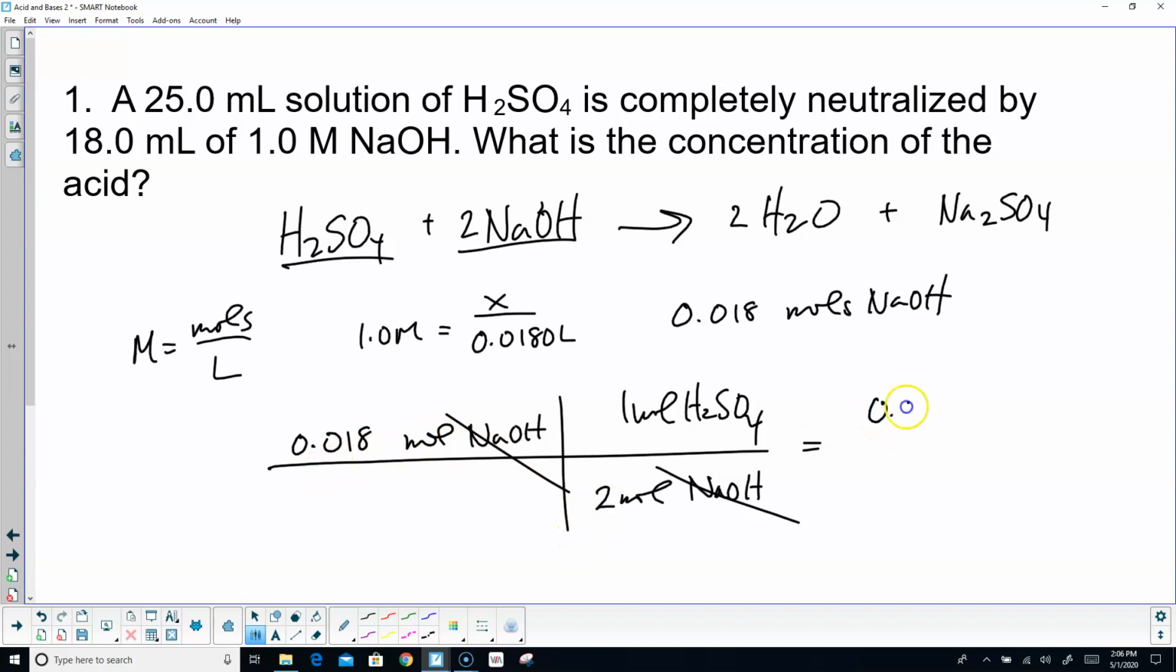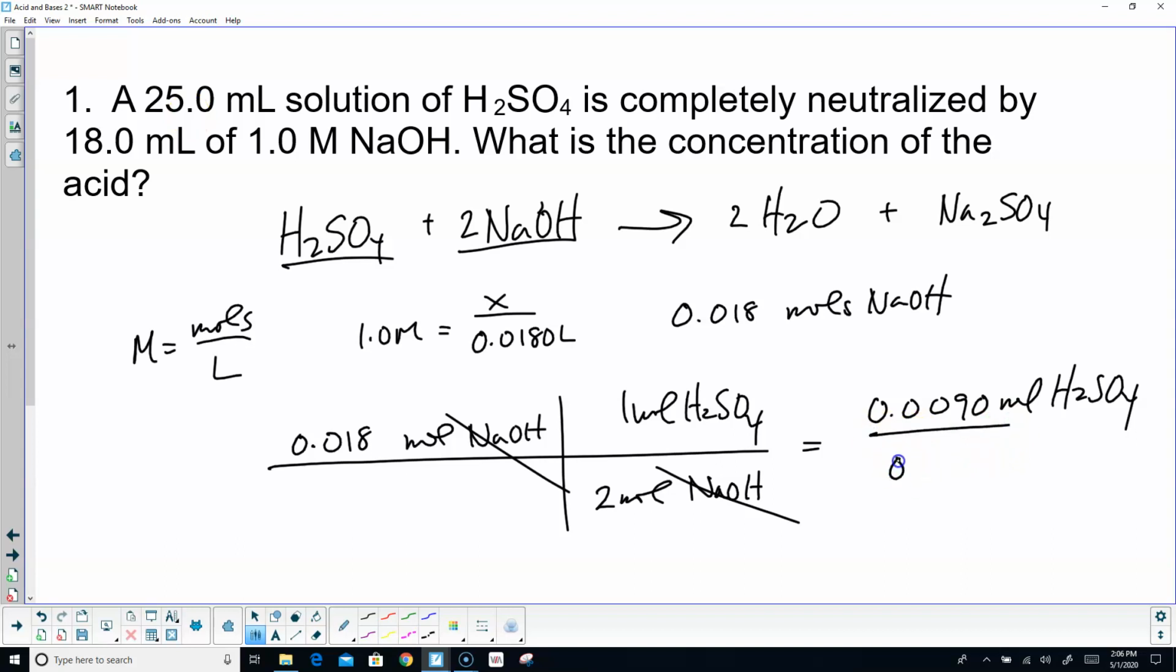So this is going to give me 0.009 moles of sulfuric acid. Okay, so that tells me the quantity of sulfuric acid that reacts with that quantity of base, the sodium hydroxide. Well, now I know the moles. Hey, I know the volume as well.